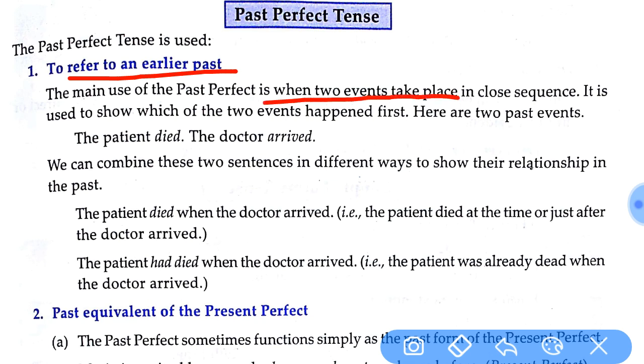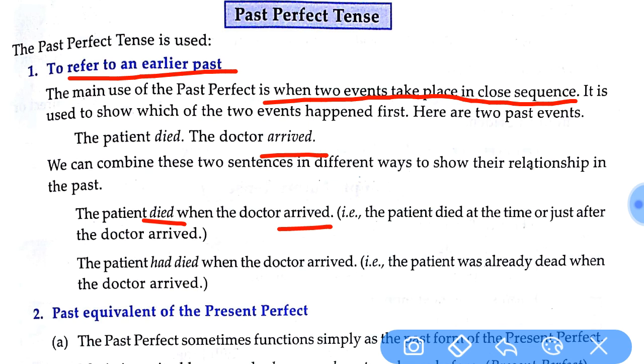So when two events take place in a close sequence, for example, the patient died, the doctor arrived. Here two actions are in simple past tense. When we have this to be written: the patient died when the doctor arrived. Look at how to combine these two sentences in a different way to show their relationship in the past. The patient died at the time or just after the doctor arrived.